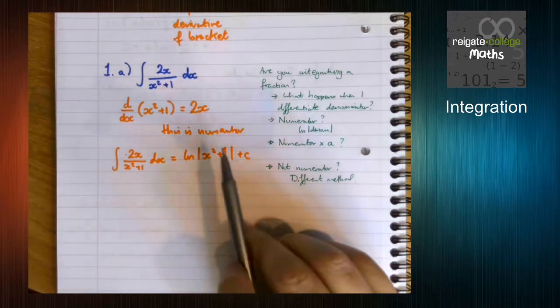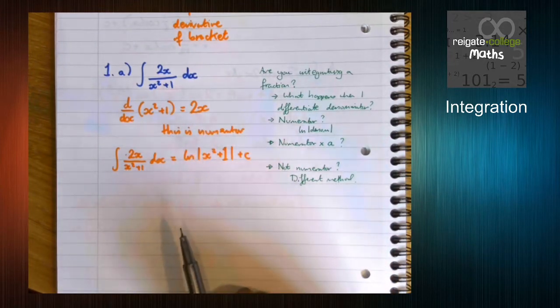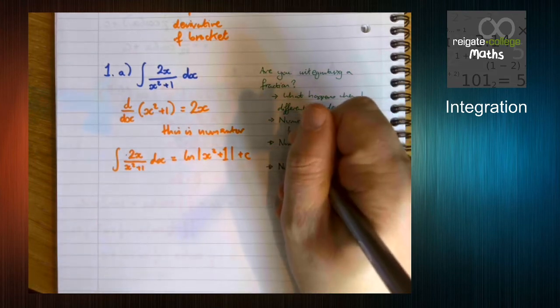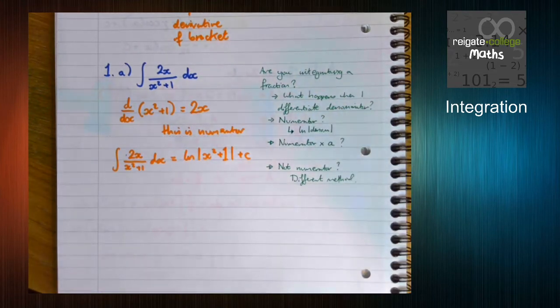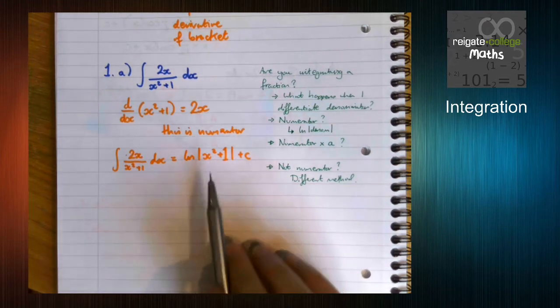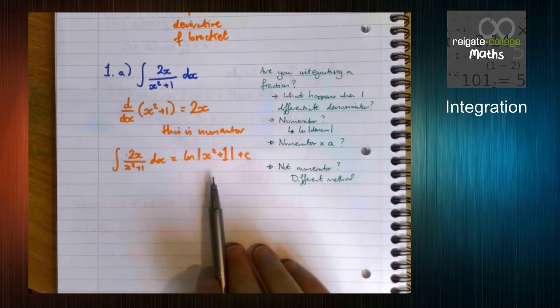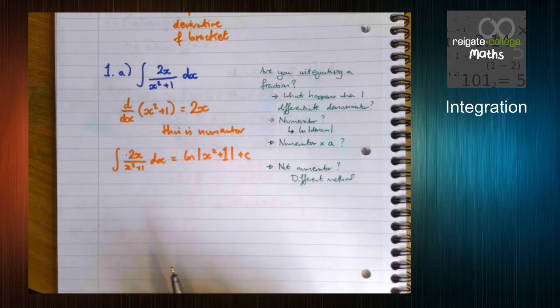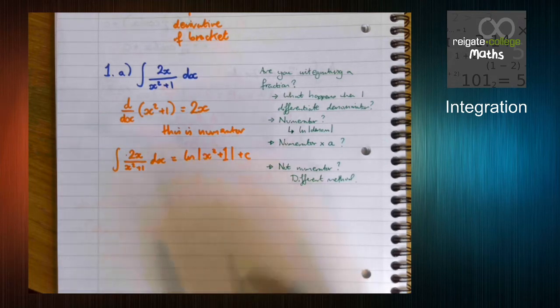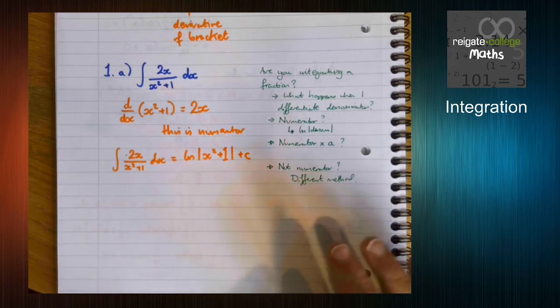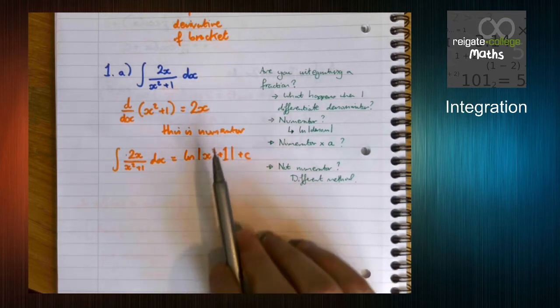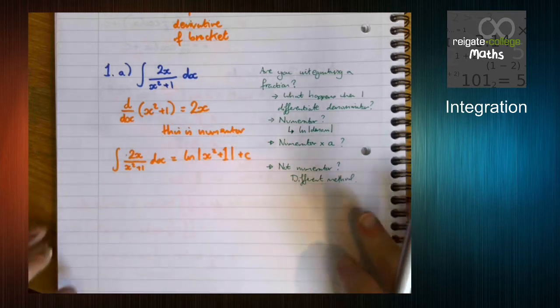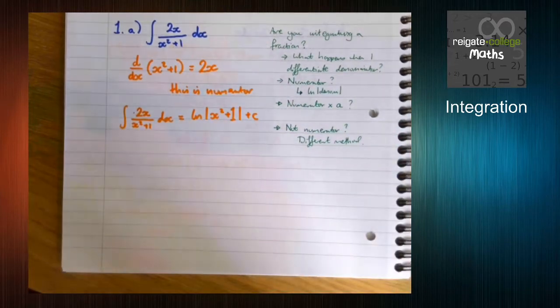So in this case, we have exactly the numerator, which means our answer is ln of modulus the denominator. Now with this particular example, we don't actually need the modulus signs because x squared plus 1 is always positive. But you won't lose marks if you put them there. So in this case, we get exactly the numerator, which means we get ln of the denominator. Let's look at another example where that doesn't happen.